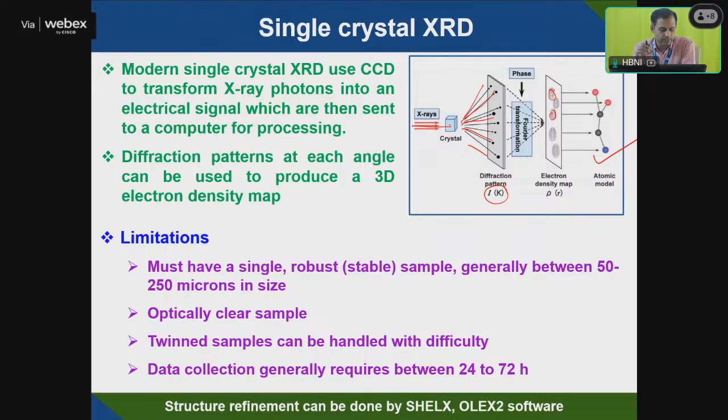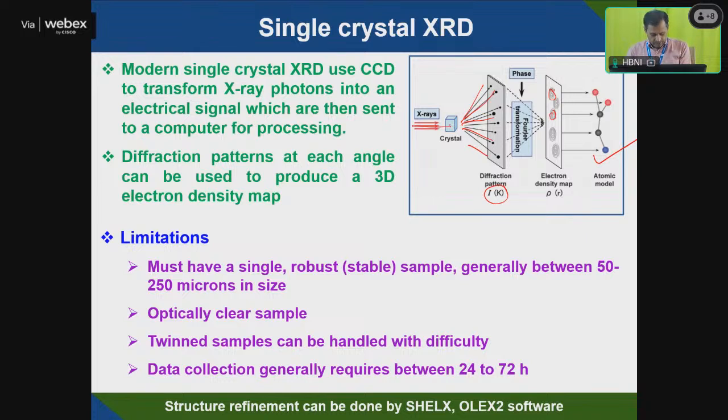So the limitation is mainly that you must have a single crystal. You can't take a powder sample or a polycrystalline sample and do single crystal XRD. That's not feasible. So your sample has to be a single crystal. It has to be a robust, stable sample, and generally quite large, with a size of about 50 to 250 micron.